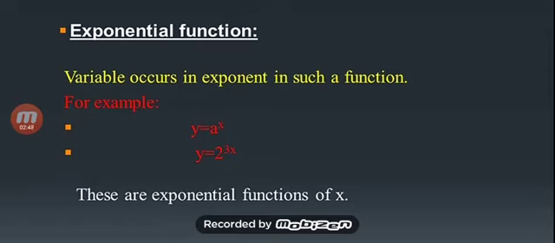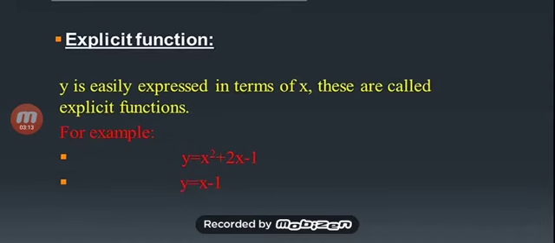First one is exponential function. In this function, variable occurs in exponent. For example, y is equal to a raised to the power x. We can see in this equation that the variable x occurs in power. Similarly, second example, y is equal to 2 raised to the power 3x, and then x is a variable and it also occurs in exponent.